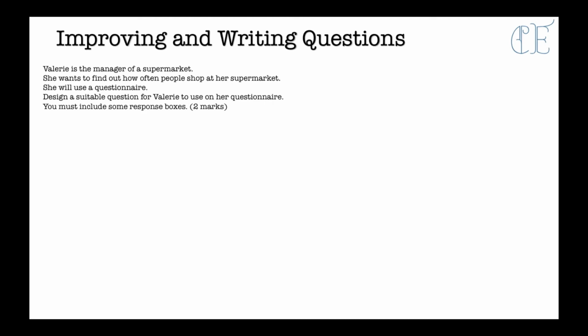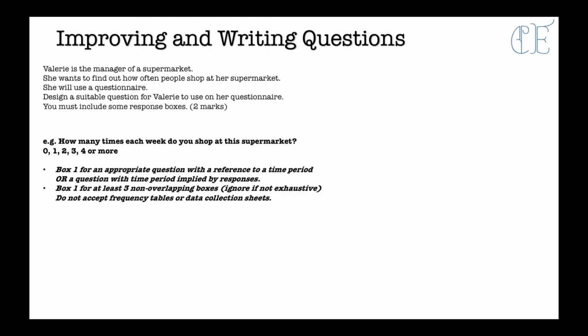Okay, if you've had a go at the question, let's have a look. So how many times each week do you shop at this supermarket? 0, 1, 2, 3, 4 or more. Okay, so box 1 for an appropriate question with a reference to a time period or a question with time period implied by responses. So that means that you will get a mark for having your time period. Now, your time period is here, each week, which is great. And then you get a mark for the 3 non-overlapping boxes. Well, obviously we've got more than 3, but that's fine as well.